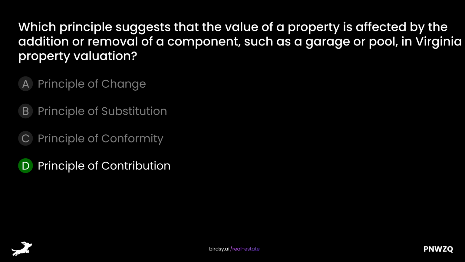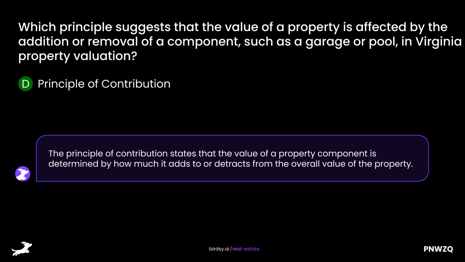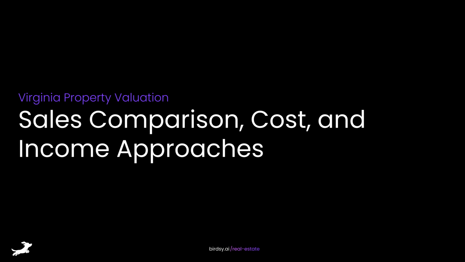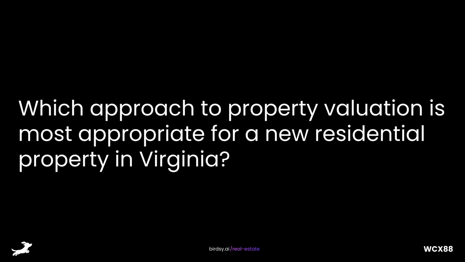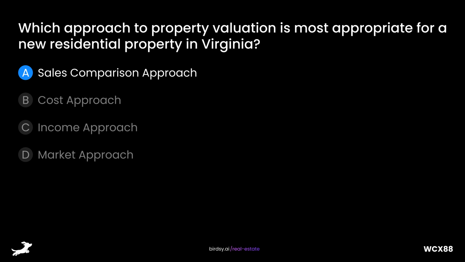The answer is D, principle of contribution. The principle of contribution states that the value of a property component is determined by how much it adds to or detracts from the overall value of the property. Sales comparison, cost, and income approaches. Which approach to property valuation is most appropriate for a new residential property in Virginia? Is it A, sales comparison approach, B, cost approach, C, income approach, or D, market approach?